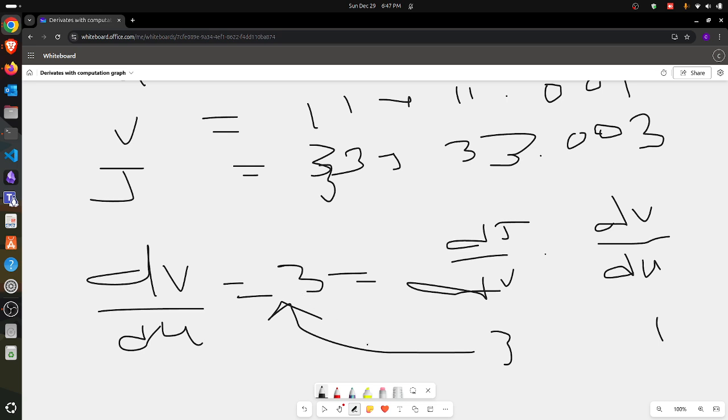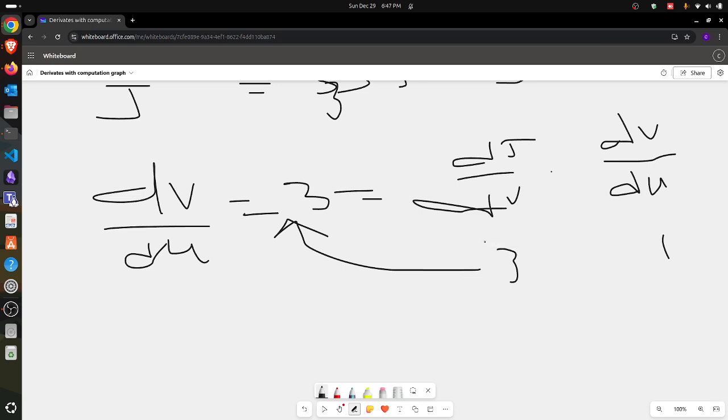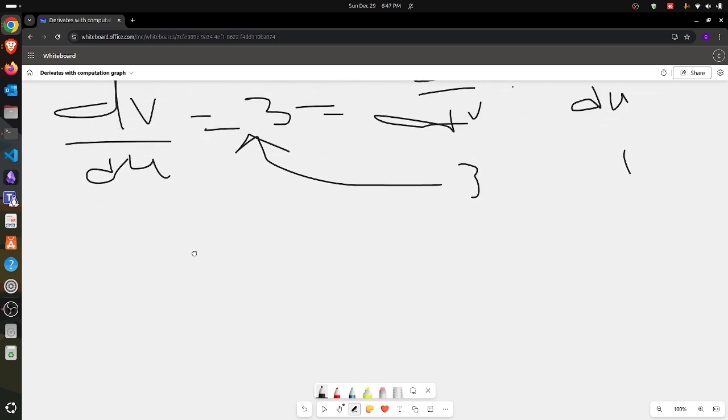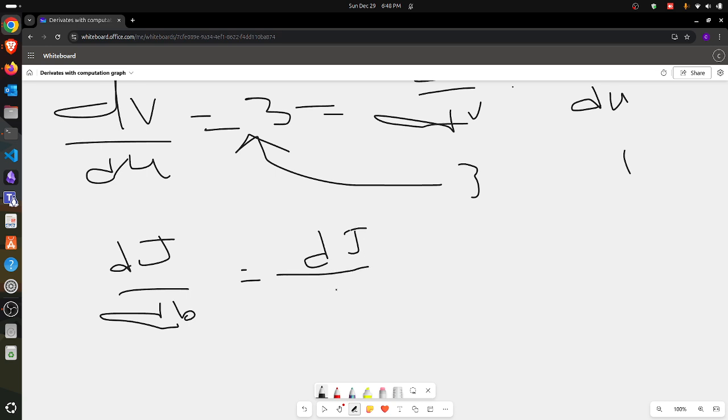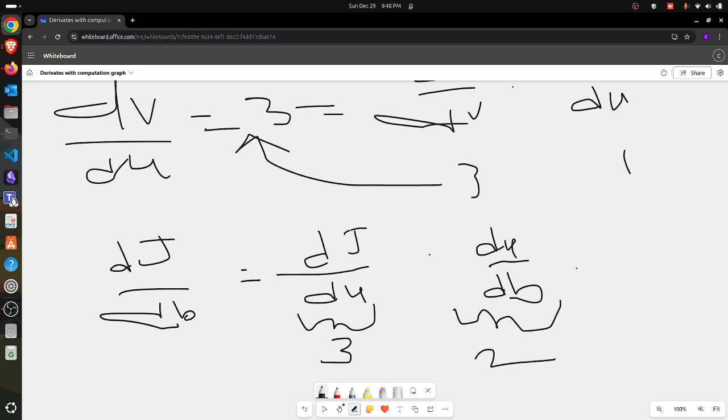So using chain rule once again, dj by db is going to be dj by du, which will be 3 here, and du by db, which will be 2. The whole answer of this, this is an equal sign by the way, is going to be 6.